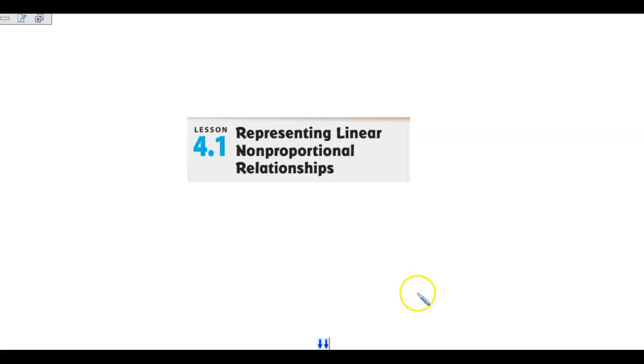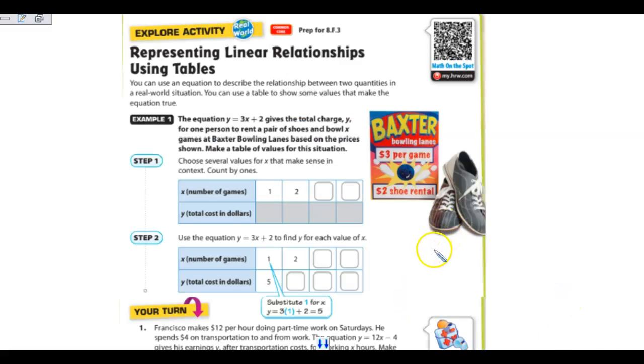Hello, welcome to representing linear non-proportional relationships. Just remember, when we're talking about linear, we're talking about forming a straight line. And we can represent linear relationships using tables.